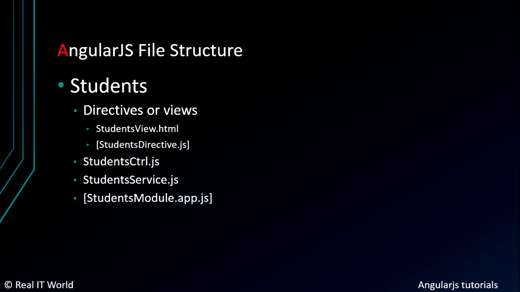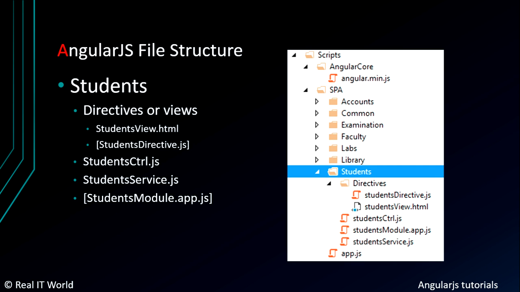If you want to create the students complete data, or students file structure, or students complete coding as a separate module, you can create students module.app.js. That one is optional. If you want to go with a modular structure, you can use this students module.app.js. You can also work directly without creating a students module. This is how we will create all these files.